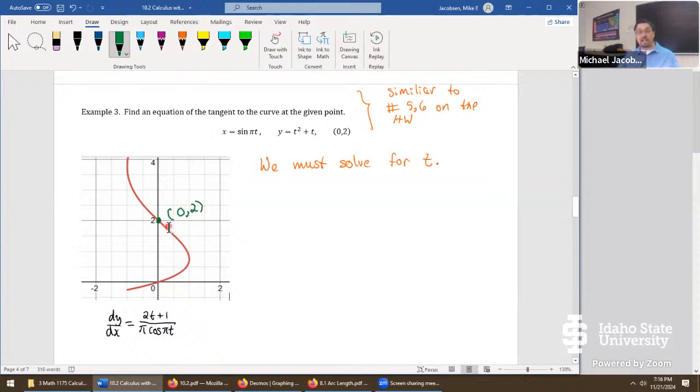The idea is you start at the given point. We have x equals 0 and y equals 2. You use that information to go back to the parametric curve. So from here, x equals 0 implies we have an equation, 0 equals sine of pi t. Then from over here, the new equation is that 2 equals t squared plus t. From this point out, we have two equations that we need to check.